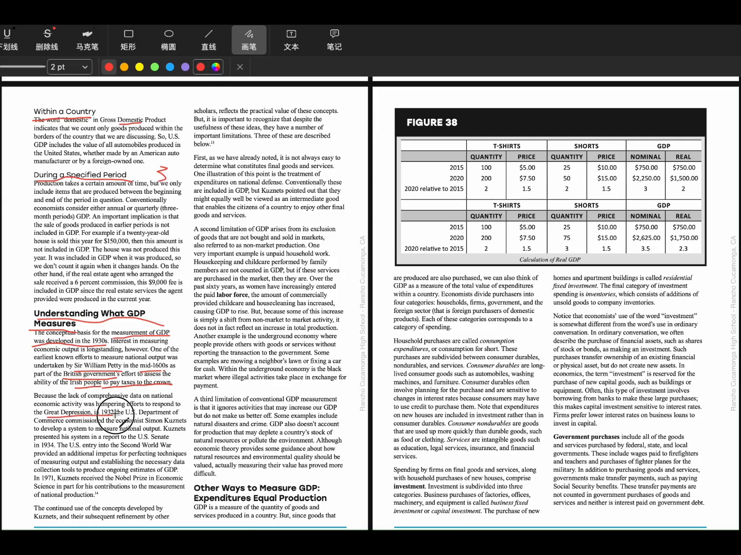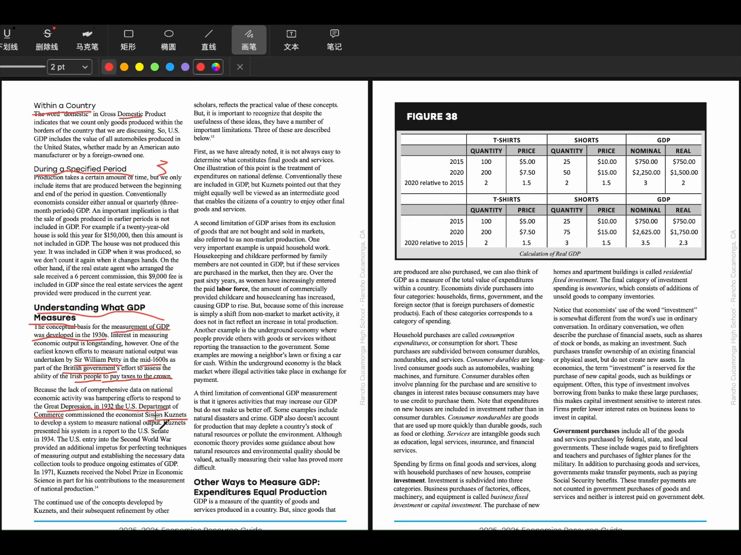Now, during the Great Depression, the U.S. Department of Commerce commissioned the economist Simon Kuznets. Kuznets is the 1930s guy, and notice that this is the Great Depression. The Department of Commerce asked Simon Kuznets to give a system that measures national output. So Kuznets developed a system and reported this to the U.S. Senate in 1934. And the U.S. entry into the Second World War gave an additional impetus to perfect these techniques and get the data. And in 1971, he was presented with the Nobel Prize in Economics.